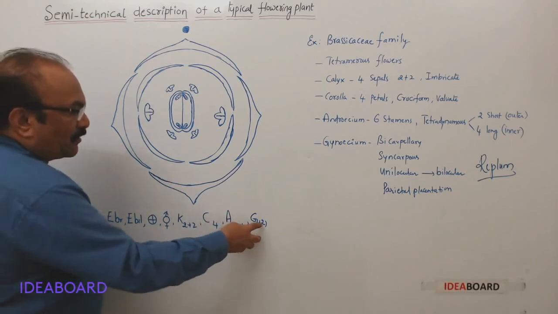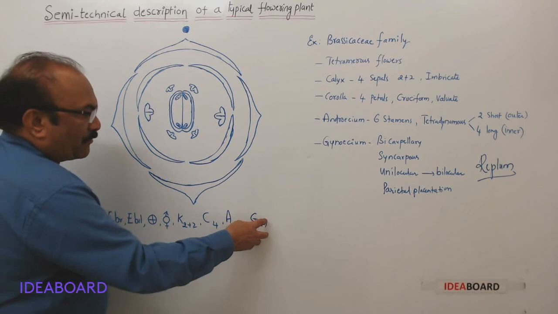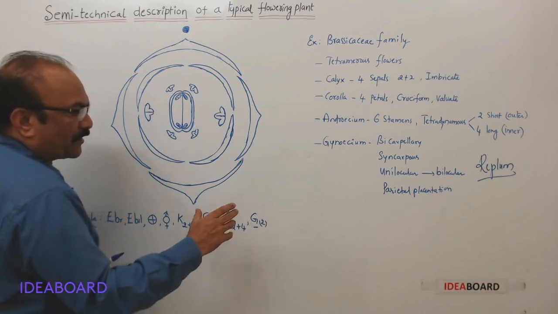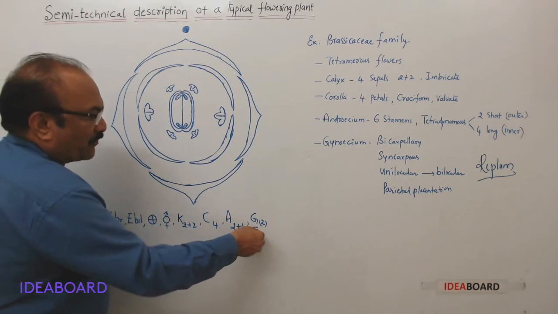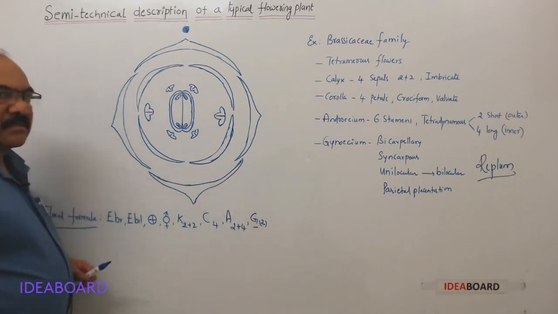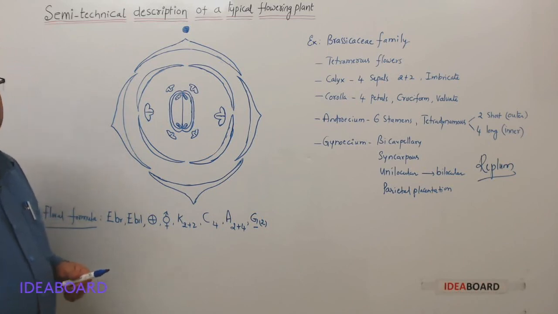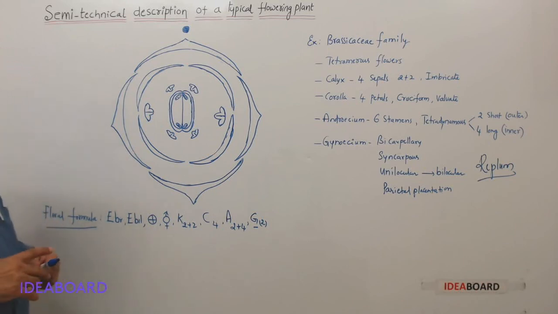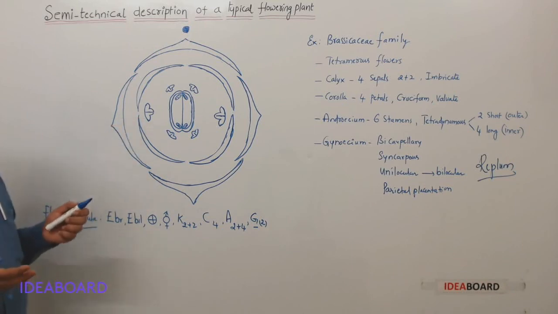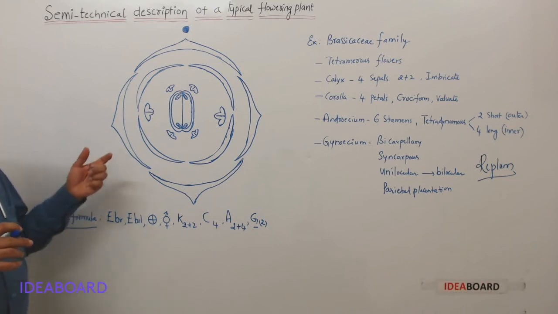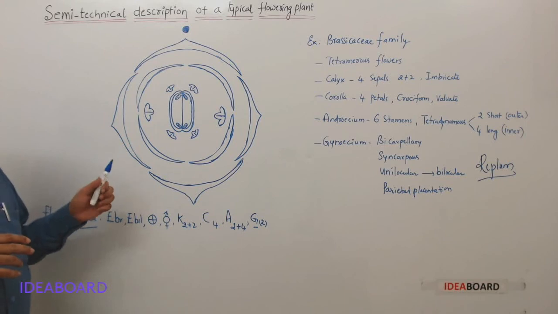And the gynoecium, so 2 is there, means what? Bicarpellary. And brackets we are keeping, means what? They are united, syncarpous. And the hyphen below the letter G represents that it is a hypogynous flower with superior ovary. I hope you are understanding. Just by looking at the floral formula, we can write some of the characters of the flower very easily. And by looking at the floral diagram also, we can write down the characters of this family. So that's the significance of the floral diagram and the floral formula.